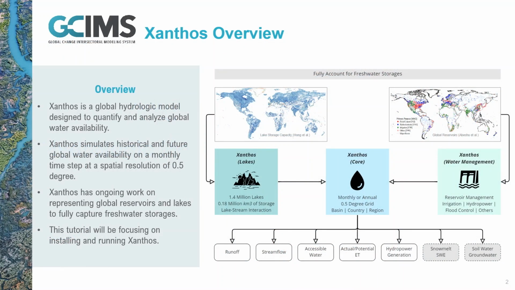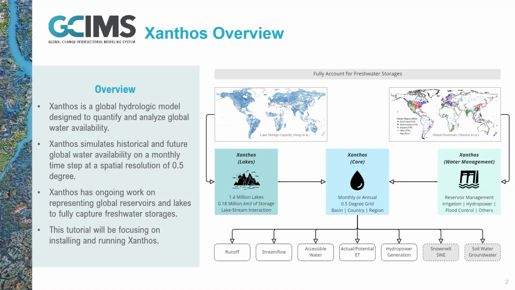Xanthos is a global hydrologic model designed to quantify and analyze global water availability on a monthly time step and at a spatial resolution of 0.5 degree. Xanthos is developed using Python and it includes modules for processing data, calculating potential evapotranspiration, runoff generation, river routing, and more.